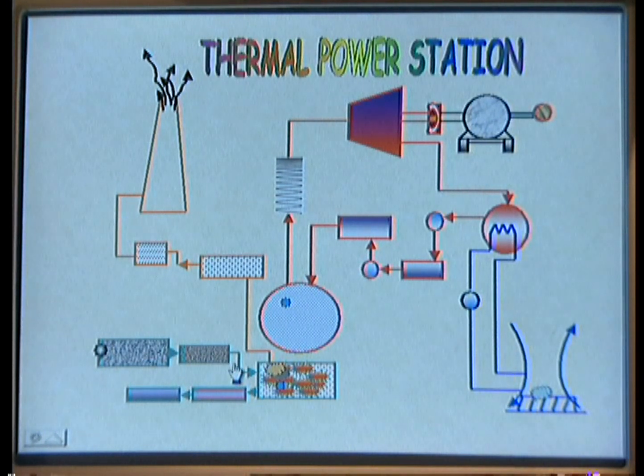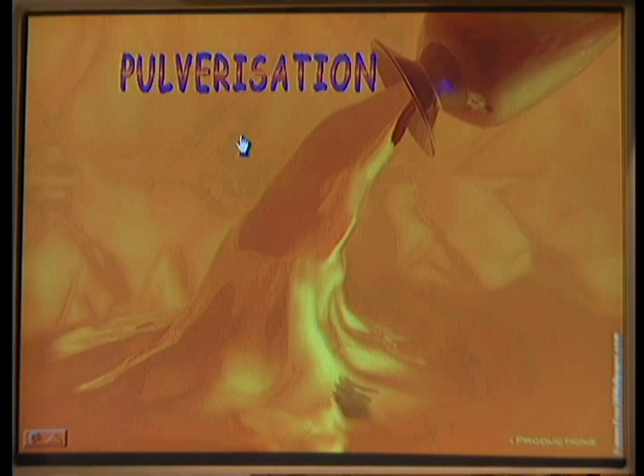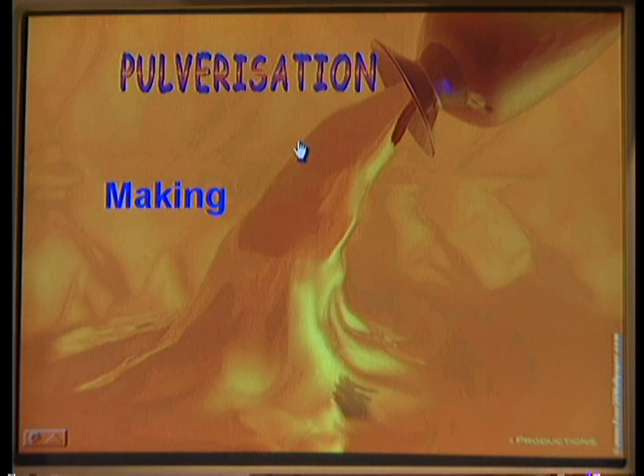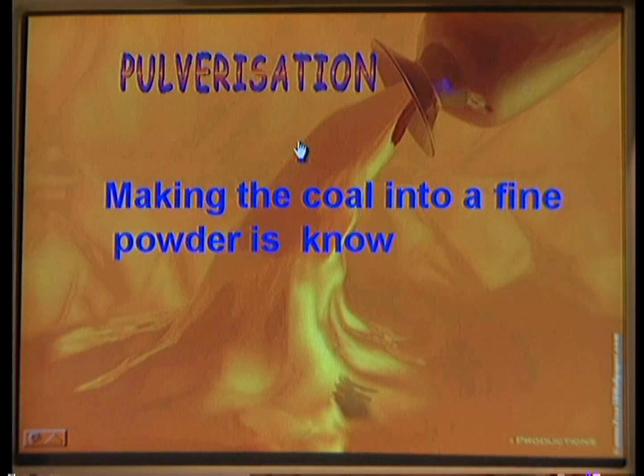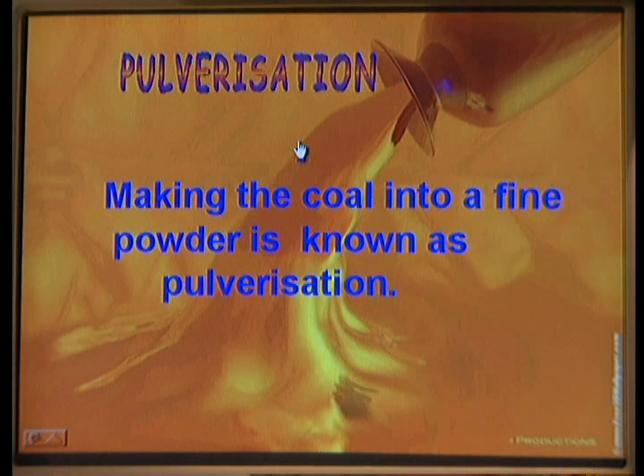First of all, we will go to pulverization. Come with me. What is the definition of pulverization? Making coal into a fine powder is known as pulverization. The coal may be of various sizes. To burn completely, the size of the coal should be very small, so we have to crush it by using different crushers and mills. It is formed into powder form.